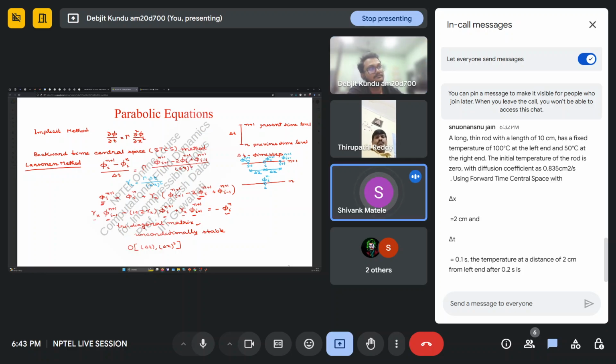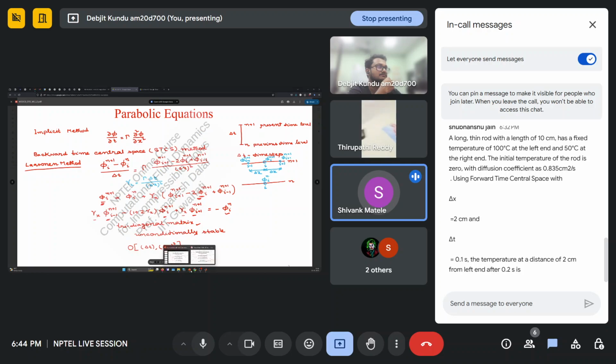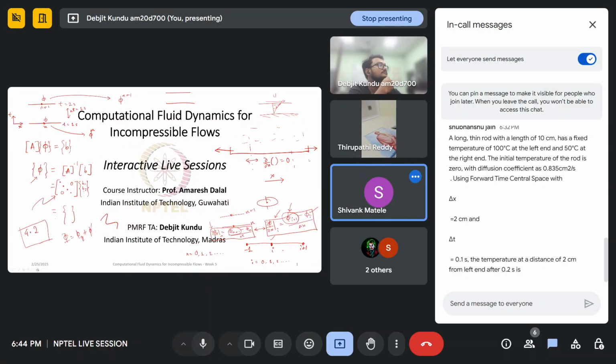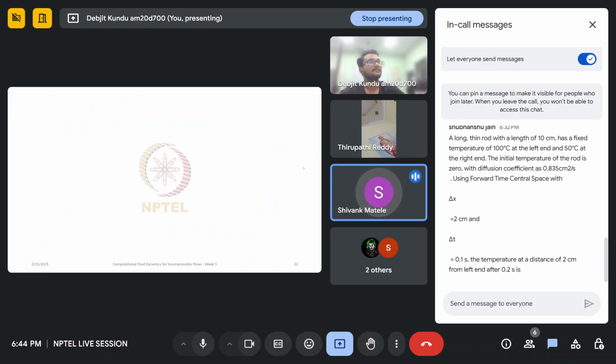No, I don't understand, because here also we have used the n plus 1 level, the present level. So if we are using central spacing and we are at the n plus 1 level, right? But in the forward, I guess we have used the nth level for central space. That is another doubt.